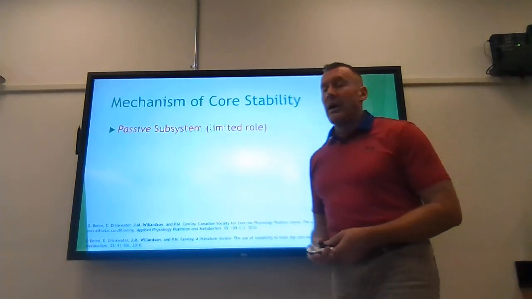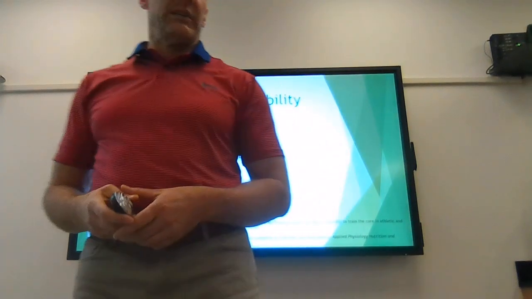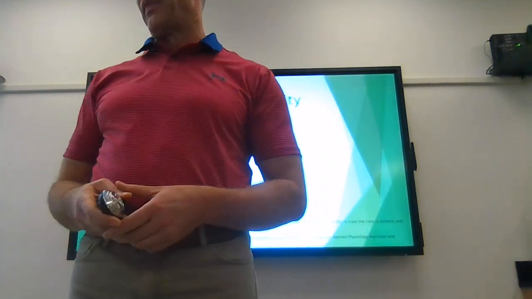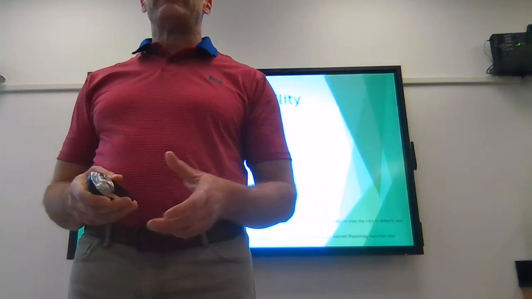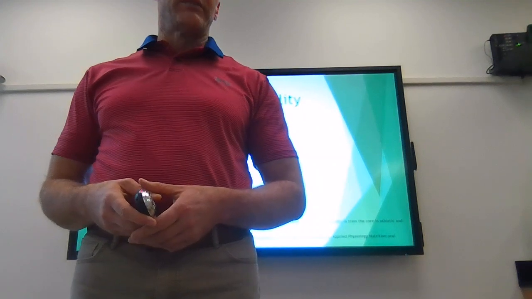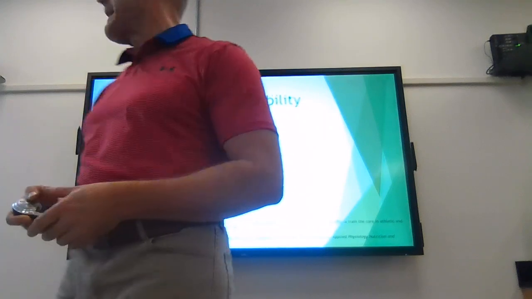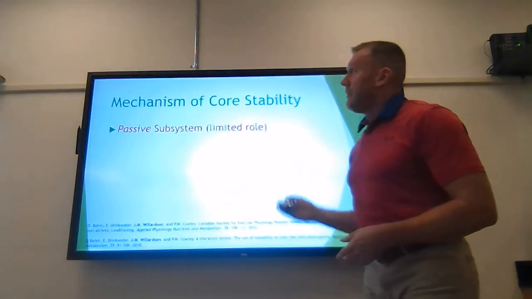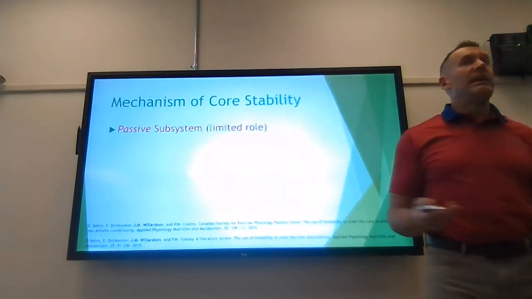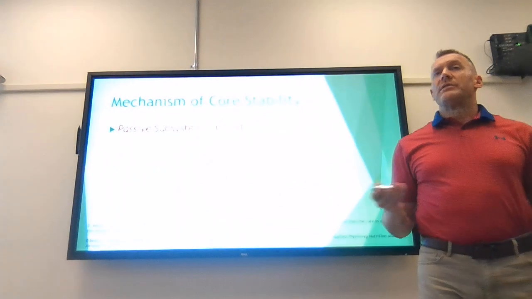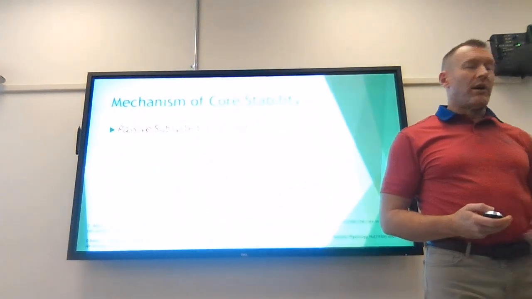Okay, so how is it that we create core stability? What is the mechanism? We have passive tissues, and we also have dynamic tissues that are more active. Passive tissues have a limited role. So we can divide this core stability mechanism into two parts.